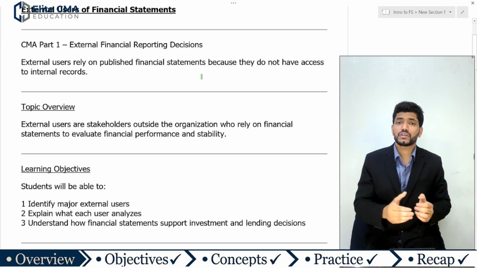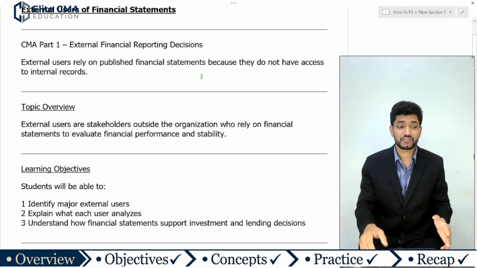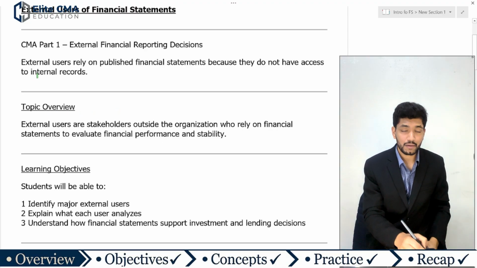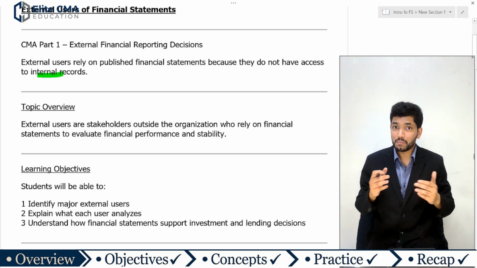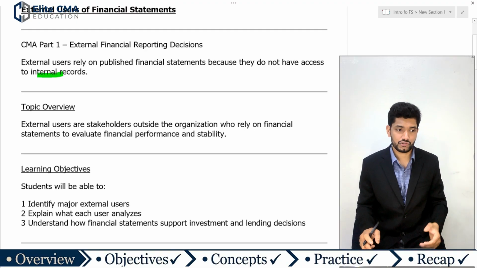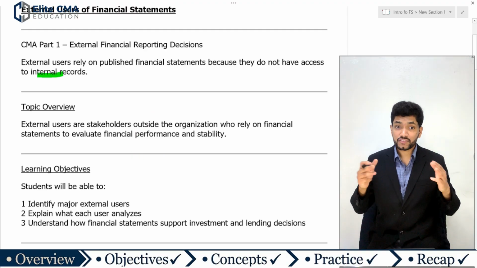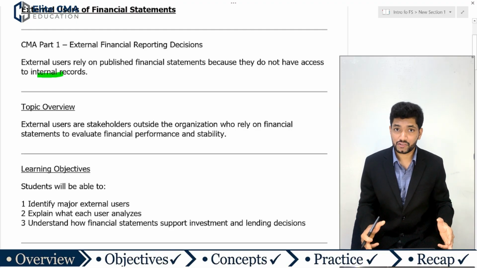When compared to internal users, external users have access only to the published financial statements. They don't have access to the company's internal reports. They will depend only on the published financial statements to make various assessments and evaluations. The external users are stakeholders outside the organization who rely on the financial statements to evaluate financial performance and stability.